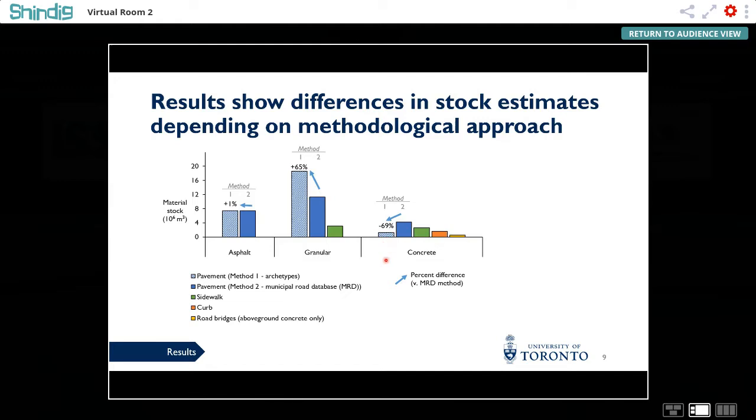Just to put these quantities into context, looking at the volume of concrete that we estimated from the city database, using the methods that I described earlier, those volumes amounted to around 9 million cubic meters of concrete, which for people familiar with Toronto is equivalent to the concrete embodied in around 220 CN Towers, which is the emblematic structure of the Toronto skyline. But as you can see, these volumes are quite significant, and so are the differences.